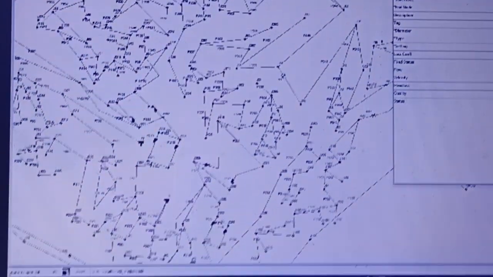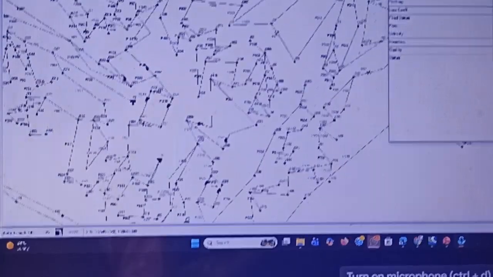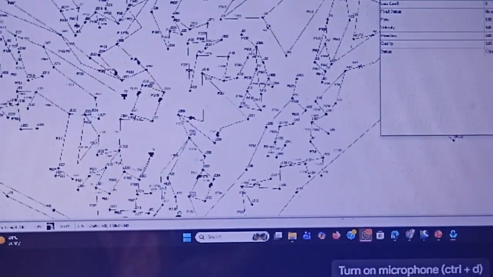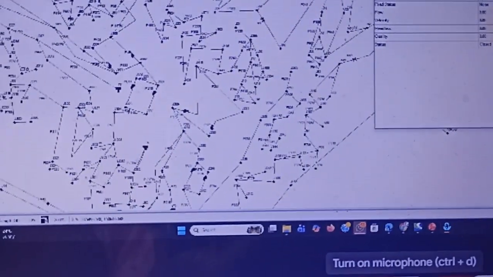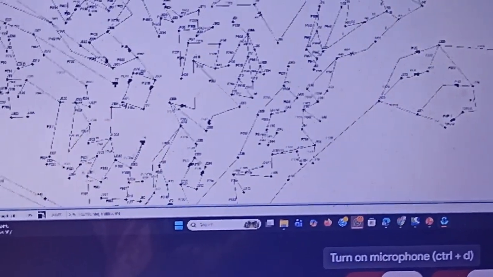How much percentage of pressure will it reduce? 35% of pressure it will reduce. You need to put in only the data marked with a star. So it's a very helpful software and very easy to use also.